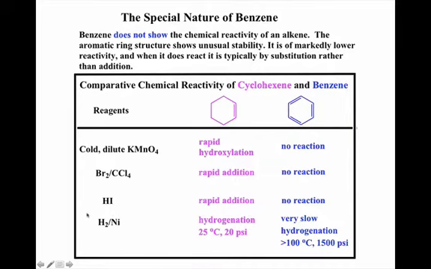We can also add hydrogen across the carbon-carbon double bond of cyclohexene very, very easily. 20 pounds of hydrogen pressure, which isn't very much. Room temperature, hydrogenation occurs very, very quickly. If we tried to do that with benzene, we would find that no reaction actually occurs. But if we take the temperature of benzene up to about 100 degrees Celsius and put 1,500 pounds of pressure of hydrogen on it, we can actually reduce benzene to cyclohexane, but it does occur very, very slowly. So again, showing there's a big difference between these aromatic hydrocarbons and other hydrocarbons.